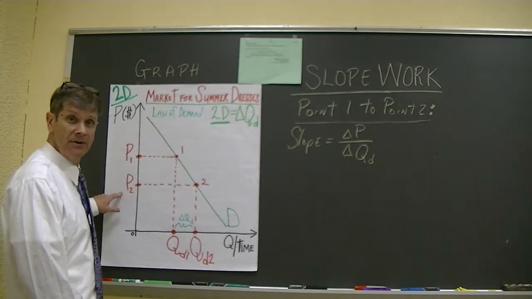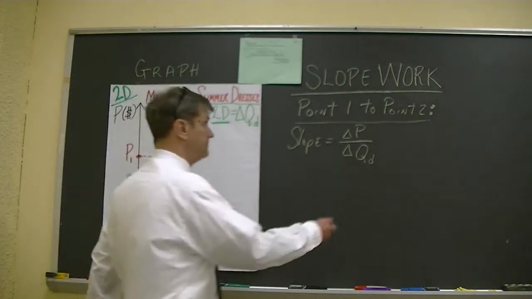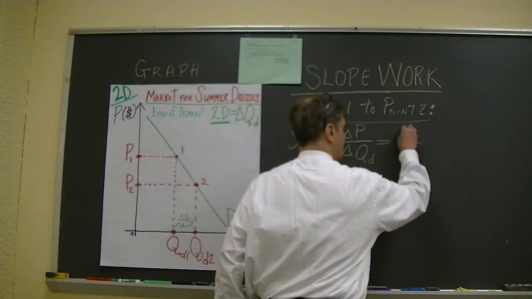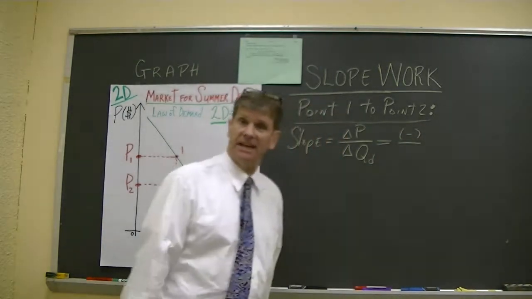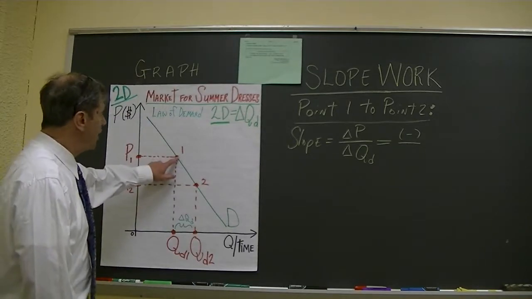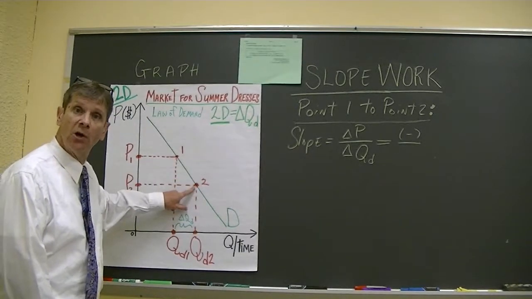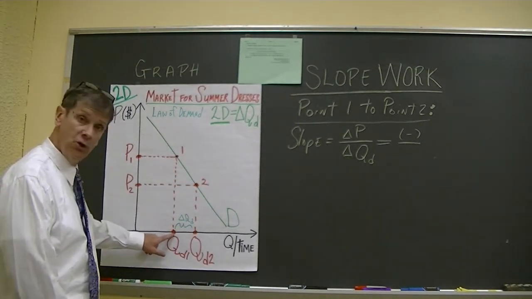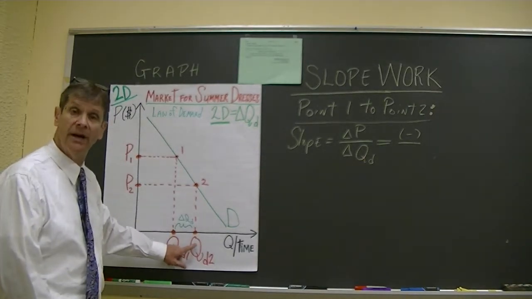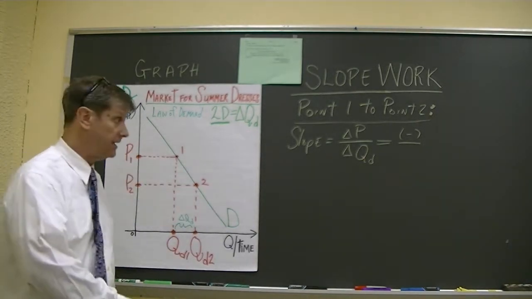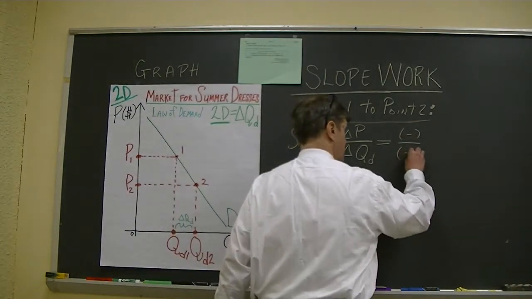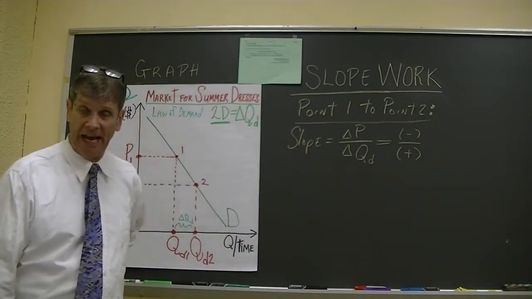Is that a positive or negative change? Yes, correct. So that's a negative change. When we go from point 1 to point 2, quantity demand, on the other hand, goes from QD1 to QD2. That's an increase in quantity demand. So that's going to be a positive change.